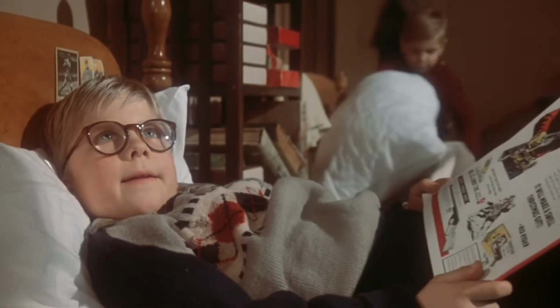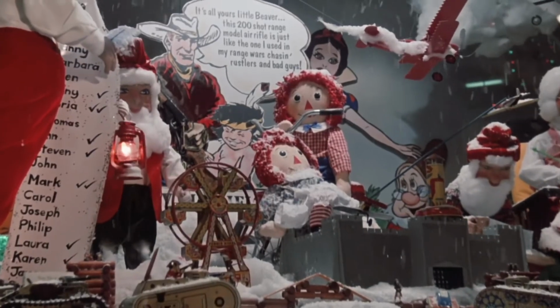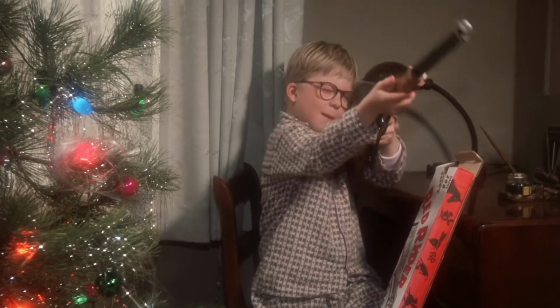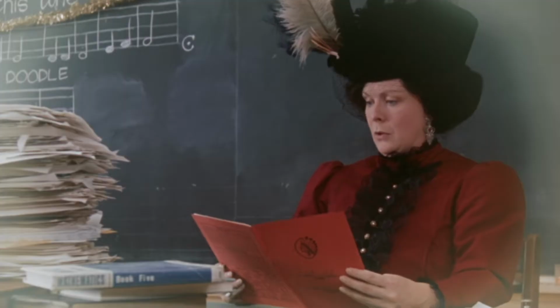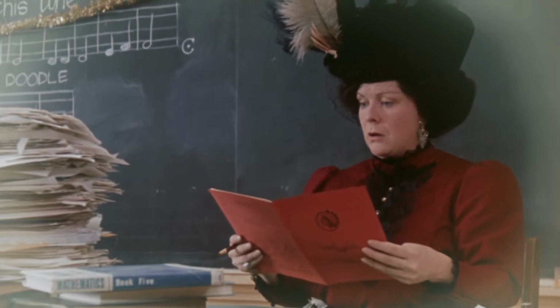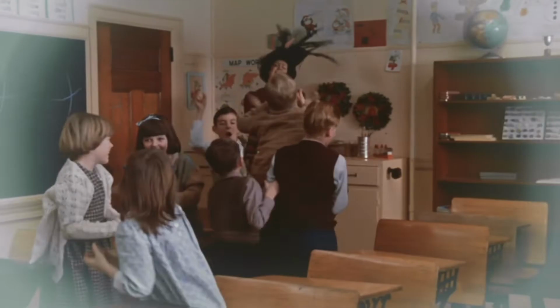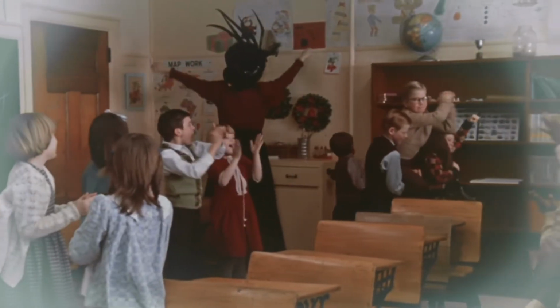Ralph strategizes different ways he can receive the Red Ryder BB Gun for Christmas. His schemes take place over the course of a number of days, but how many, and when is the film set? This was a discussion I had recently, so I did some research, and I formed a hypothesis to explain the year and the timeline for the film.